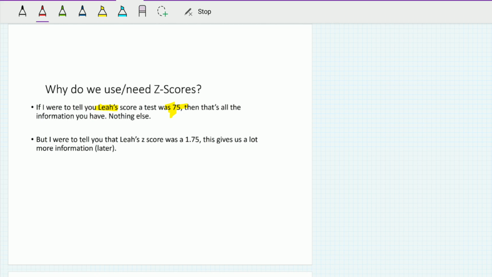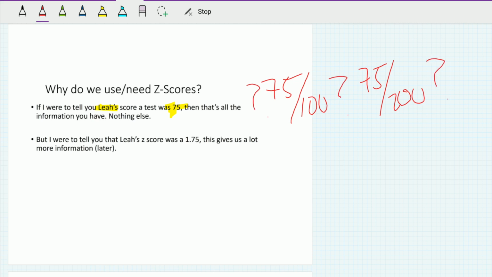Is it a 75 out of 100? Is it 75 out of 200? We just don't know. There's no extra information. Is that 75 good? Is it bad? Is it average? We just have no idea. But now, if I were to tell you instead that the z-score is a 1.75, this is going to give us a lot more information, because it's always in relation to the average. So this 1.75 is compared to the average.